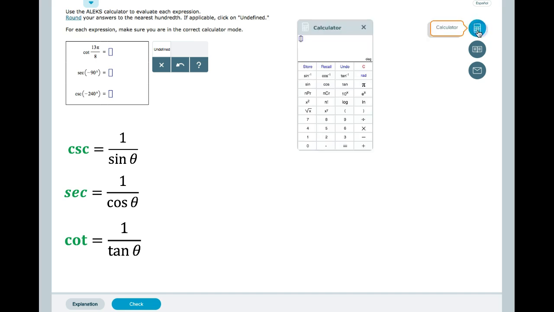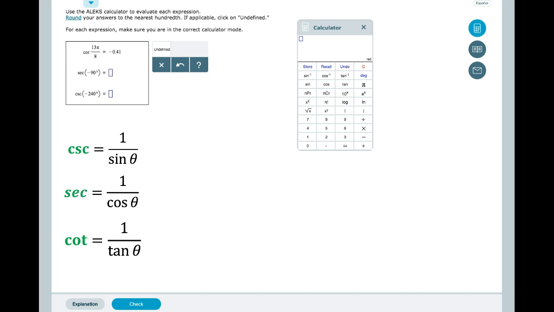Since we are working with radians, we must make sure that our calculator is in radian mode. Cotangent is defined as 1 over tangent of theta, so we begin by entering 1 over tangent. In this case, we are finding the cotangent of 13 pi over 8 radians, so we enter in 13 pi over 8. Finally, we click on the equal sign to find our answer. The result is negative 0.4142 and so on. Rounding to the nearest hundredth, the result is negative 0.41.